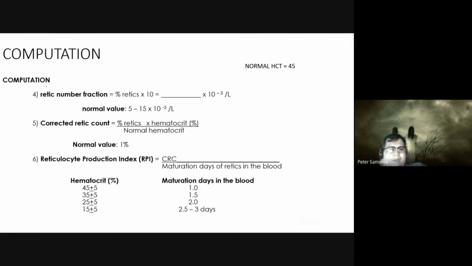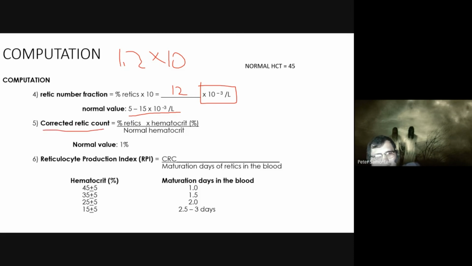Then let's have your reticulocyte number fraction. This is equal to percent retics times 10. So earlier, our percent retics is 1.2, so you just multiply it by 10. The only difference of this, class, is its unit. The unit is times 10 raised to negative 3 per liter. Normal value is 5 to 15 times 10 raised to negative 3 per liter.